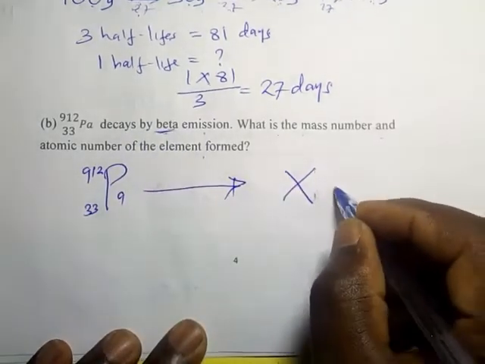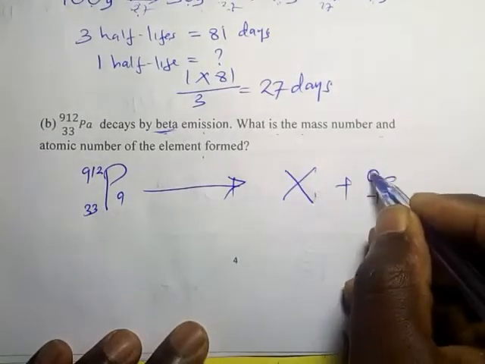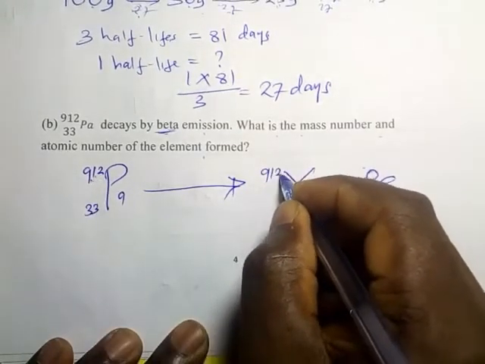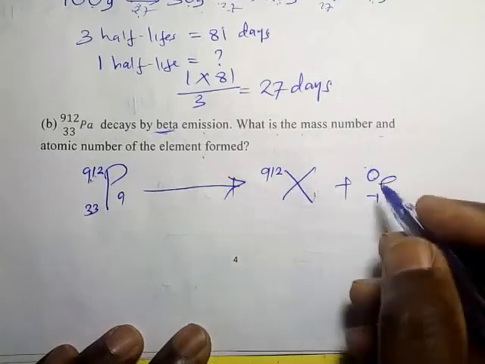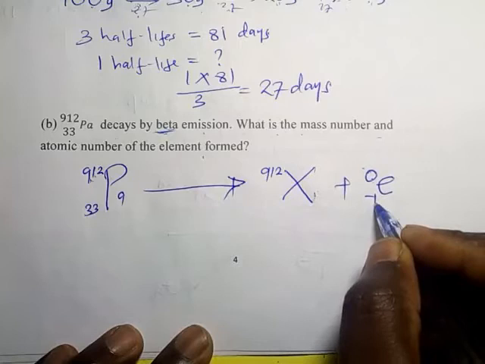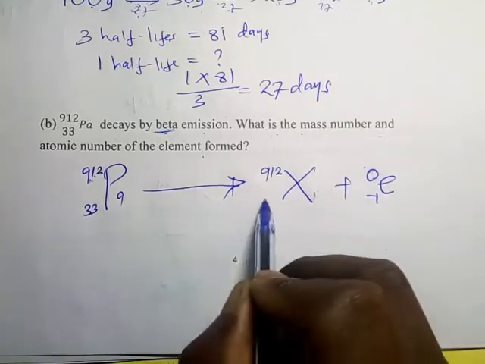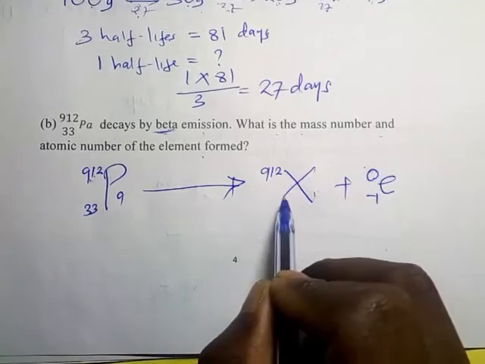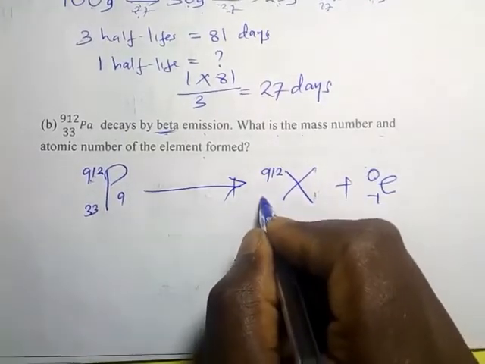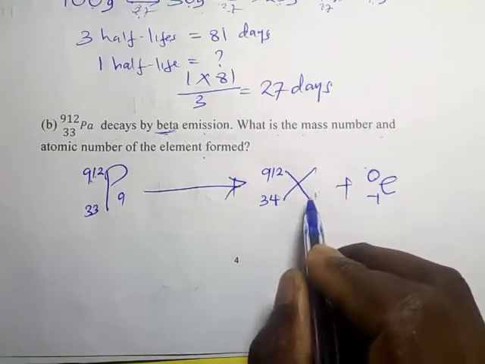A beta decay is plus e, negative 1, 0, meaning that the mass number will remain the same. So we will have 912. The mass number will remain the same. What about the atomic number? Remember the characteristics. Atomic number will increase by 1. That is the most important thing you need to know. Atomic number will increase by 1.